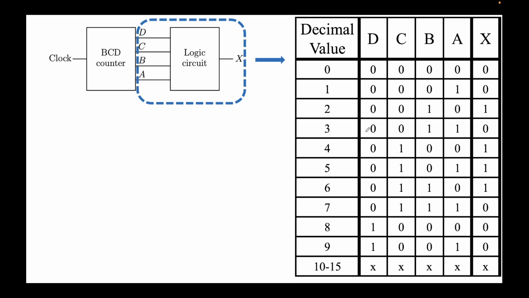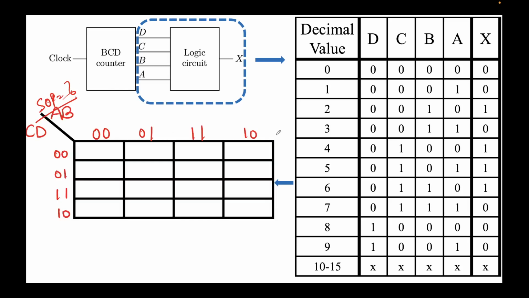Now this is the truth table for this logic circuit. We want the sum of products form. This is what we are required to find. So I'll draw a Karnaugh map for this. How do we draw the Karnaugh maps? We write all the inputs like this. There are 4 inputs, so it will be a 4x4 grid, 16 cells.